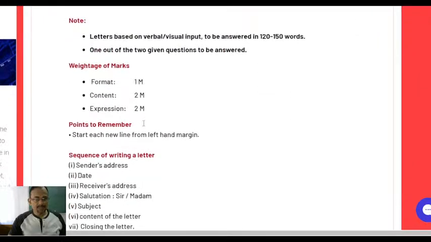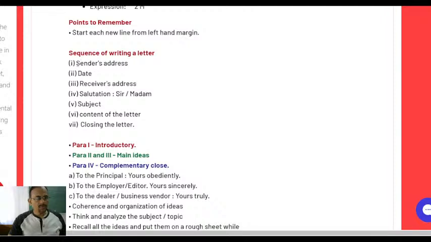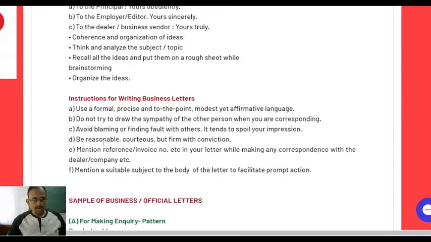So you can see here, as we know, we have to first write in both types of letter, official as well as business, the sender's address, the date, the receiver's address, salutation, sir, madam, then subject, content of the letter, closing the letter, right? So these are some of the steps which we need to follow to be able to write the correct format of the official and business letter. Okay, so let's go straight away.